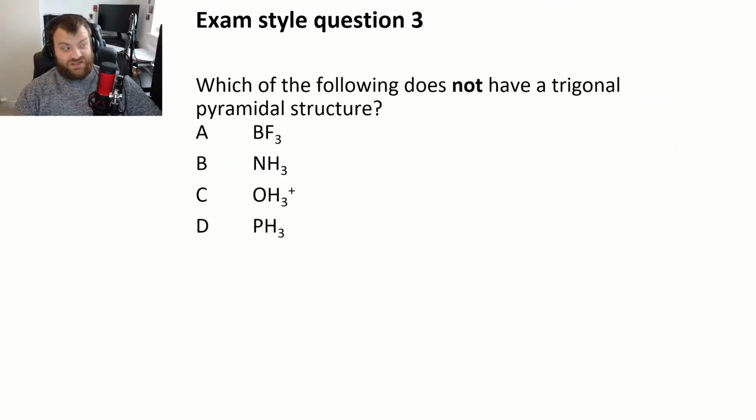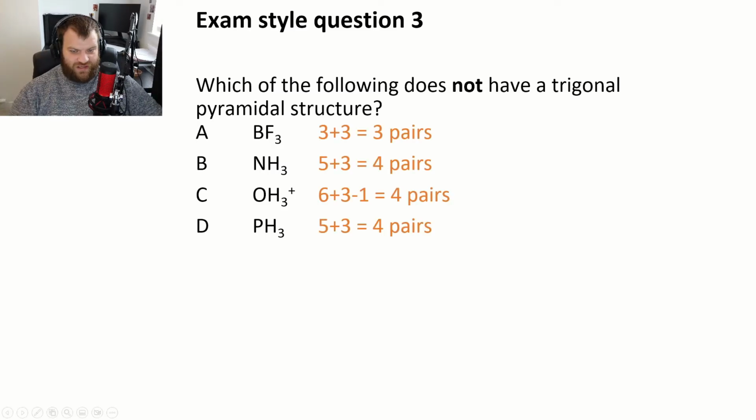Our next question asks us which of the following does not have a trigonal pyramidal structure. We're going to go through the VSEPR theory for each of them. Boron has 3 valence electrons plus the 3 things attached, gives us 6 electrons or 3 pairs. Nitrogen has 5 valence electrons plus the 3 hydrogens attached, gives you 8 electrons or 4 pairs. Oxygen has 6 valence electrons, plus the 3 from the hydrogen, minus 1 because it's a positive charge, gives you 8 electrons or 4 pairs. Phosphorus has 5 valence electrons, 3 things attached, giving us 8 electrons or 4 pairs.